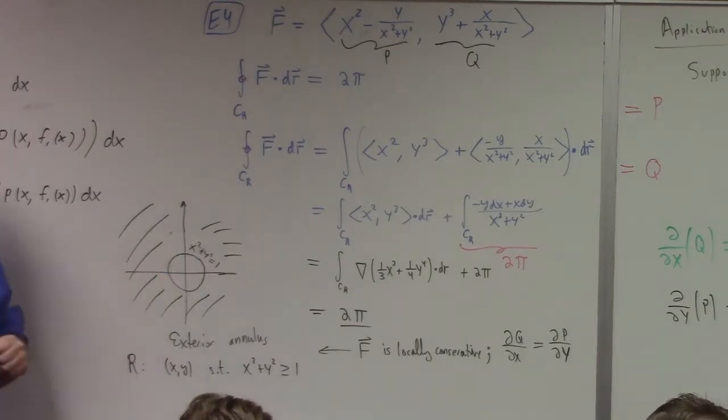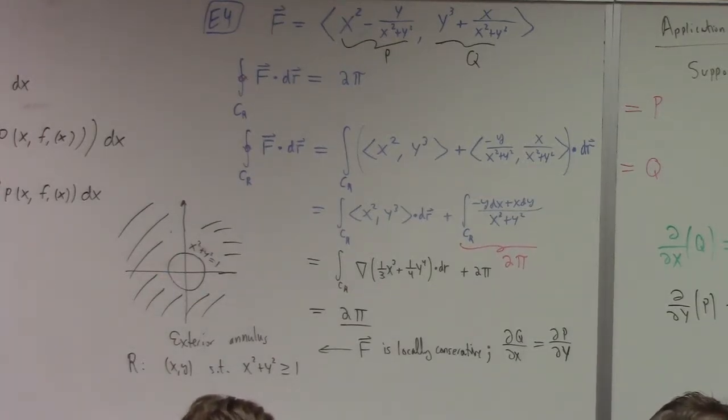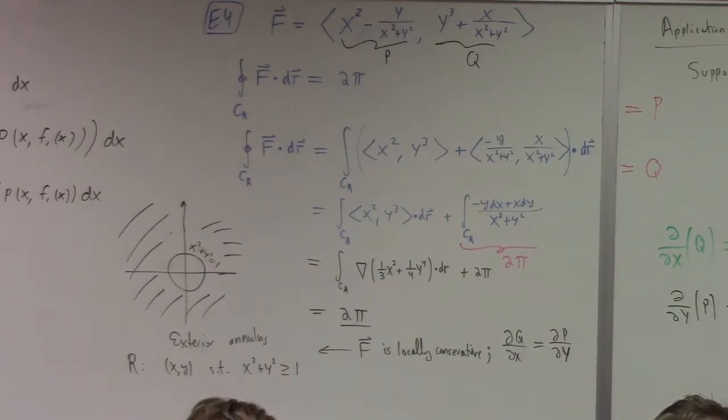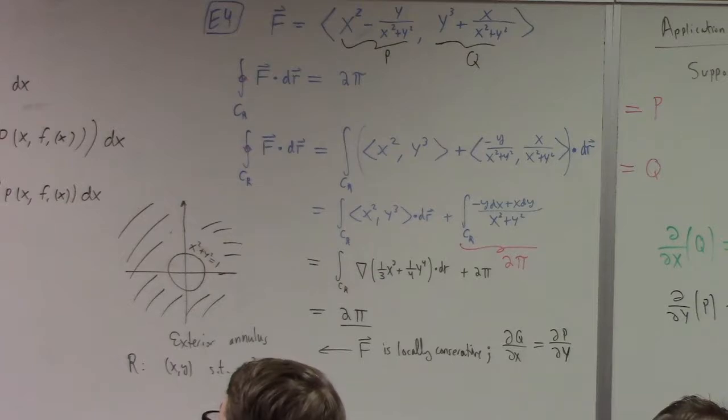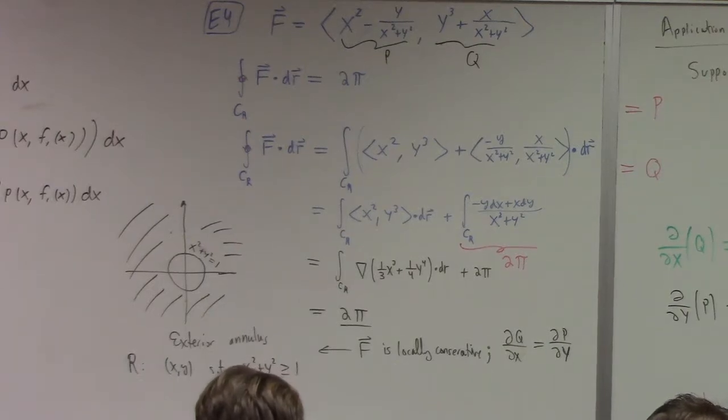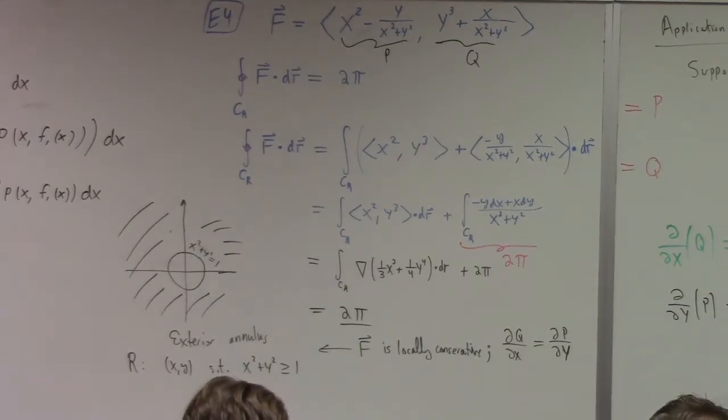So it's locally conservative on this region R, but it's not conservative. So it's conservative everywhere except at the origin? Again, conservative is something that applies to a region. So I would say it's locally conservative everywhere, but it's not conservative on this exterior annulus, because there's an integral around a loop which gives us 2 pi. In fact, any loop which encircles the origin is going to give us 2 pi for this vector field.